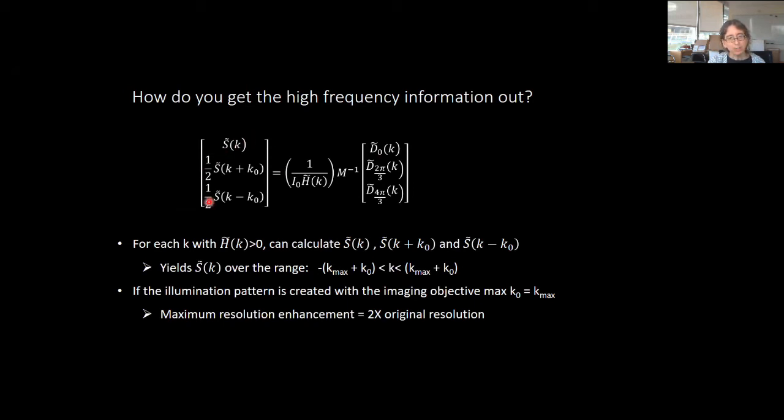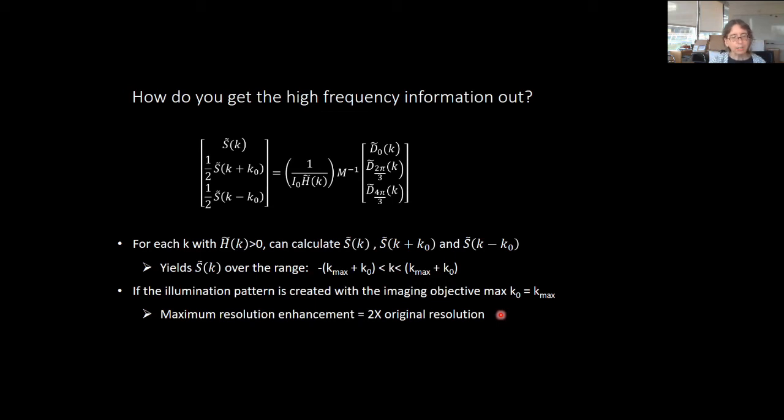And the final outcome is that you wind up being able to solve for information about your image over a range that is the maximum frequency of your objective plus the frequency of your sine wave. And so you've extended the frequency range of your image out by the frequency of your sine wave. And as a side note, if the illumination pattern is created with your imaging objective, which is the classic setup for structured illumination, then the maximum K0 that you can create is equal to the maximum frequency of your objective. And that's where the limit of structured illumination being 2x the original resolution comes from.